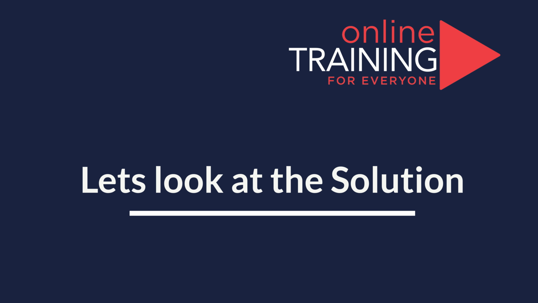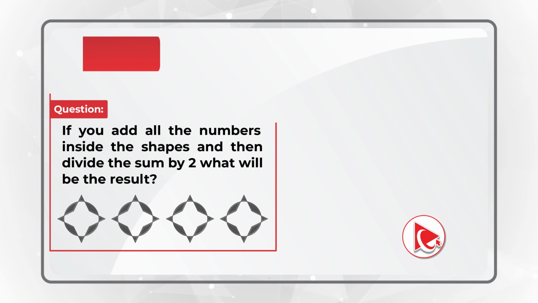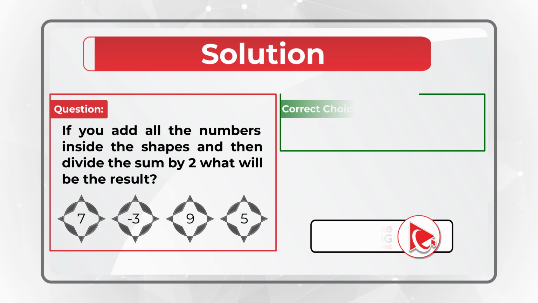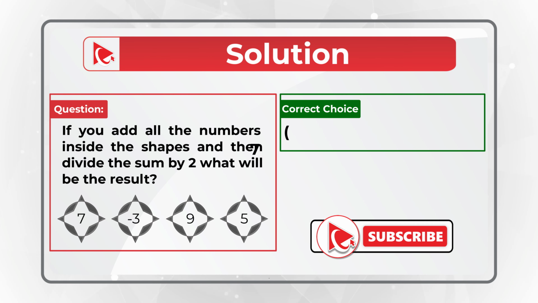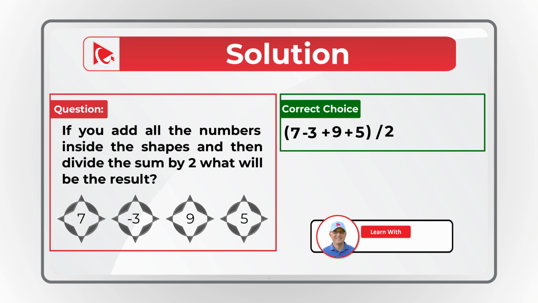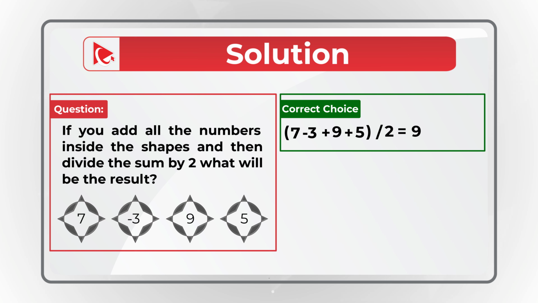I am pretty sure you figured it out, so I'm moving forward to share with you my version, and obviously if you have a better way to solve it, please make sure to post in comments. The math here is pretty straightforward. You need to do 7 minus 3 plus 9 plus 5 in parentheses and then divide the sum by 2. The result would be 18 divided by 2, which would be equal to 9. And this is my choice for the correct answer.